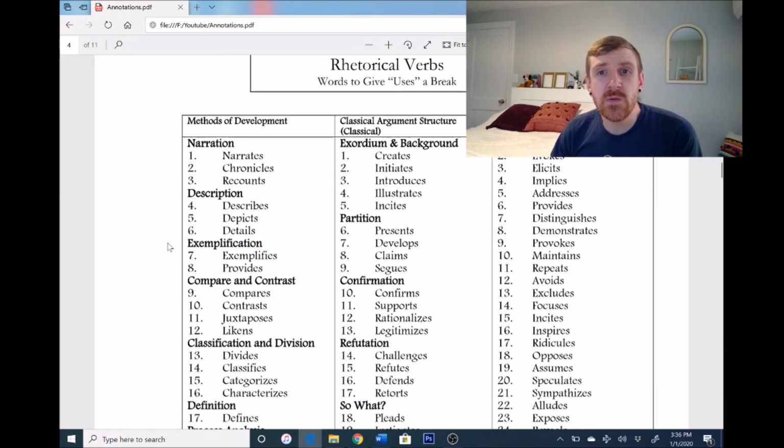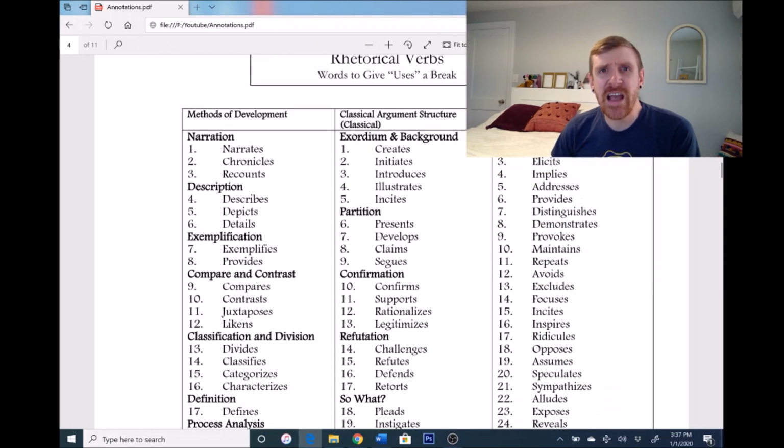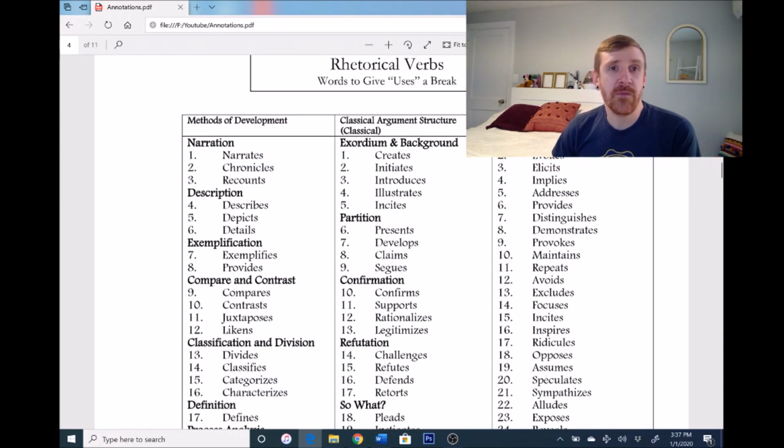Now, you can easily Google search a verb list, and you can get like 200 to 300 verbs that kids can pull from. I originally used those, but then what I did was I took the list and I just pared it down into verbs I think kids actually know and use, and then I put them in with my first piece of annotation, which is methods of development. For part 2, we'll talk about classical argument structure, but that'll be in the next video.